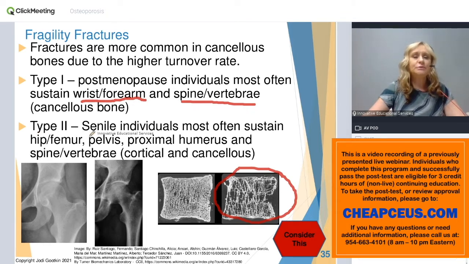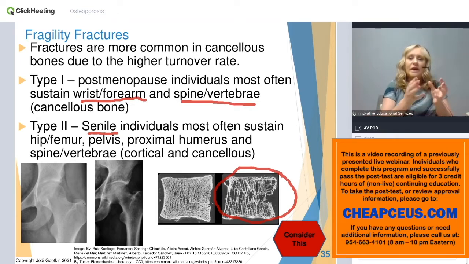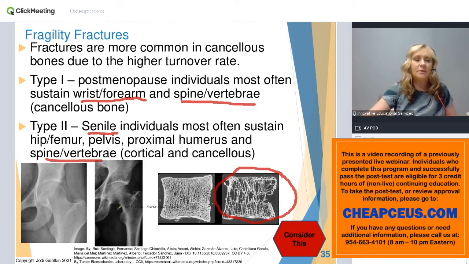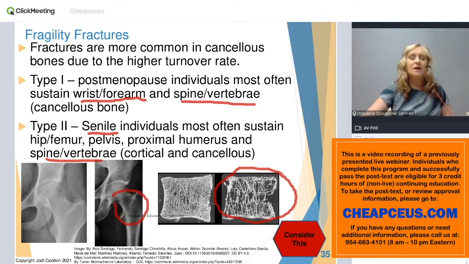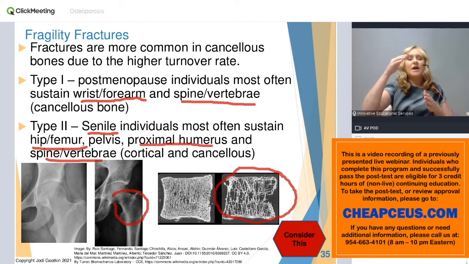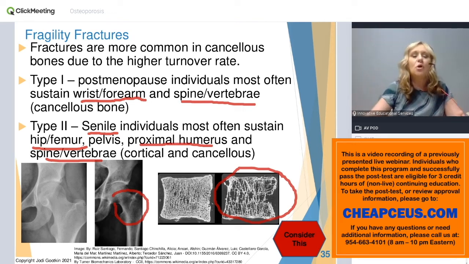In our type 2 osteoporosis, we're going to see not only the cancellous bone, that trabecular soft bone, where we will see spine and vertebral fractures. Also, we see specifically the cortical bone is going to be impacted. And we look at the bottom right image here, we can see a deterioration in the cortical bone where there's thinning. So individuals are also going to present with hip and femur fractures, proximal humerus fractures, where that cortical bone couldn't sustain the compressive forces, and we tend to also see more long bone fractures.